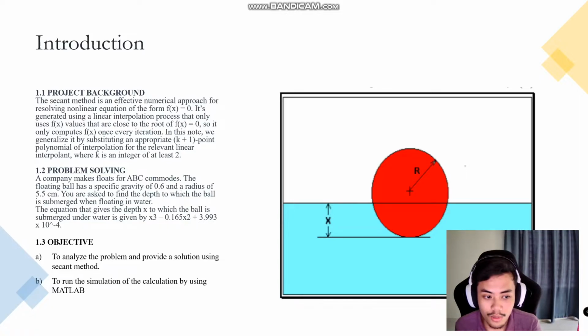For the problem statement, a company makes floats for ABC commode. The floating ball has a specific gravity of 0.6 and a radius of 5.5 cm. You are asked to find the depth to which the ball is submerged when floating in water. The equation that gives the depth x to which the ball is submerged underwater is x^3 - 0.165x^2 + 3.993 × 10^-4 = 0. On the right side is an example of the situation.